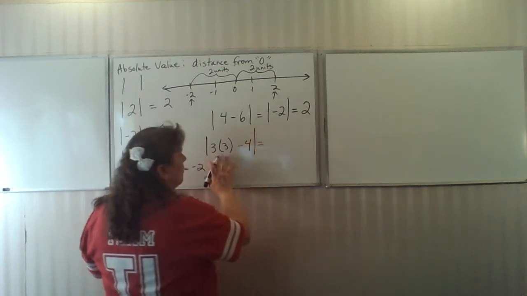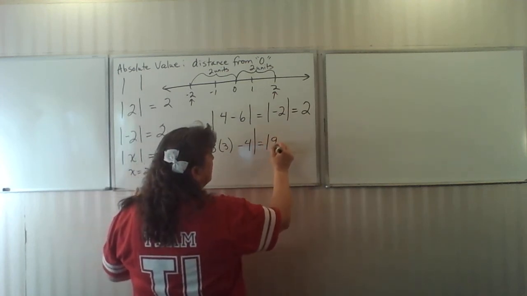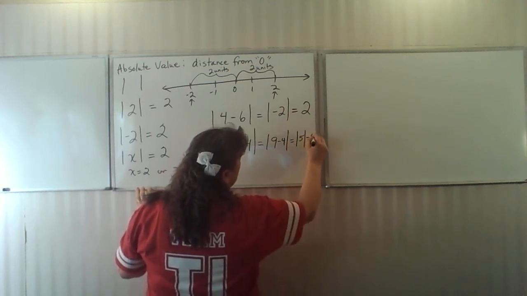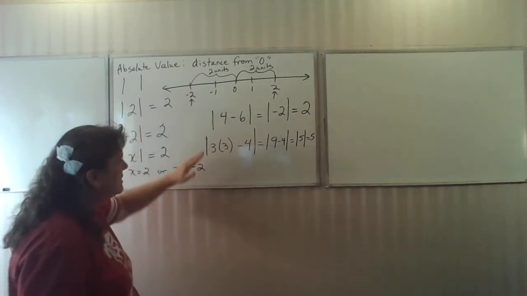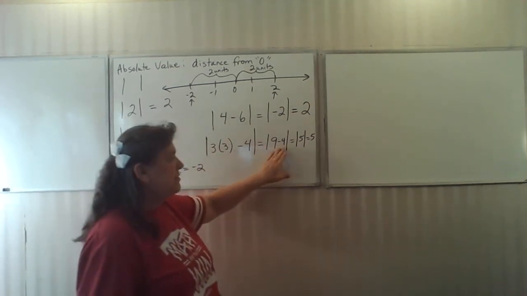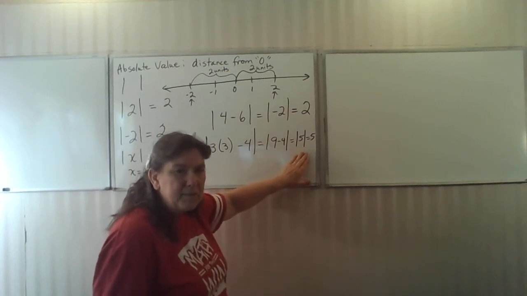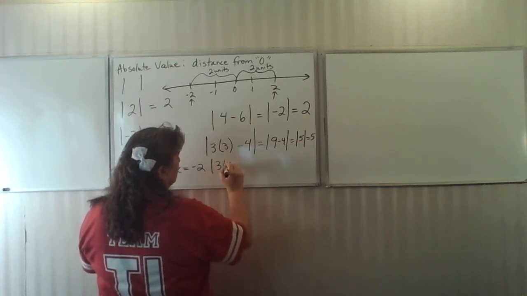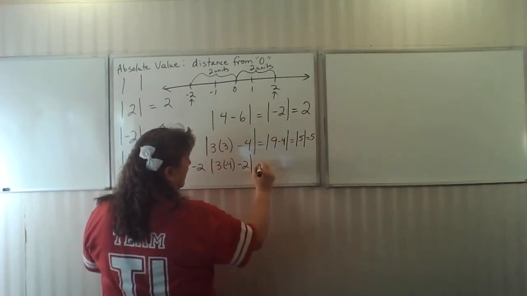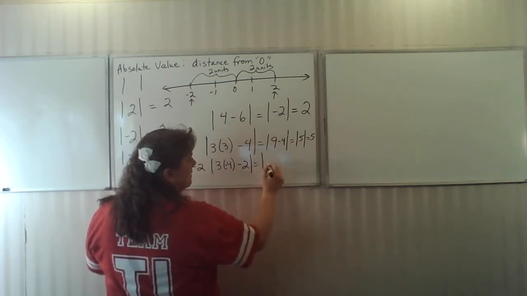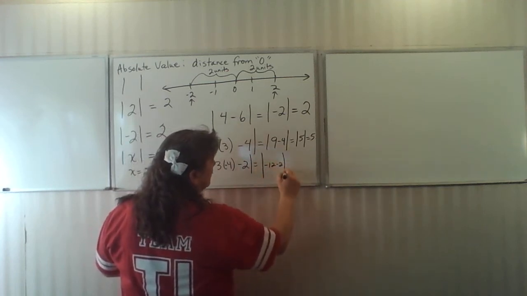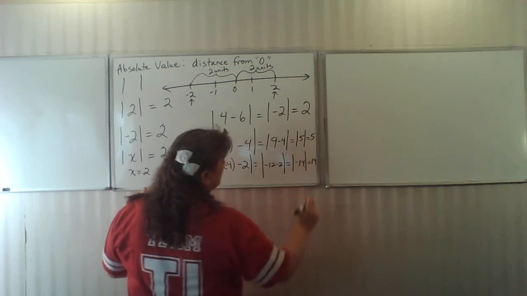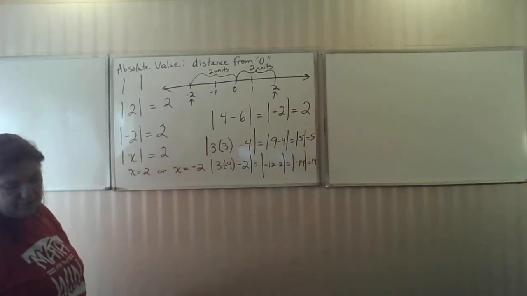Okay, again, what's inside? 3 times 3 is 9, minus 4 gives me an absolute value of 5, which equals 5. Okay, so we simplify it down, multiplication, then our subtraction, and notice it doesn't come out of the absolute value until the very end. Let's do one more. Okay, 3 times negative 4 is a negative 12 minus 2, and that's equal to a negative 14. Out of the absolute value marks gives you a positive 14 because it is 14 from 0.